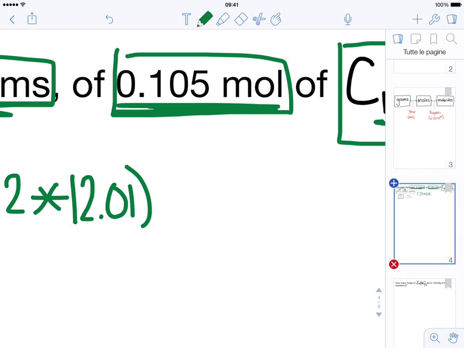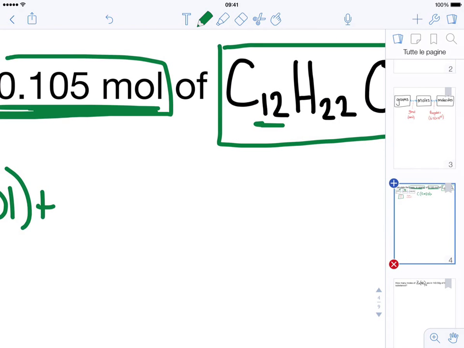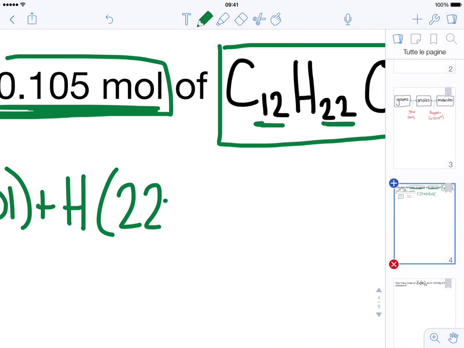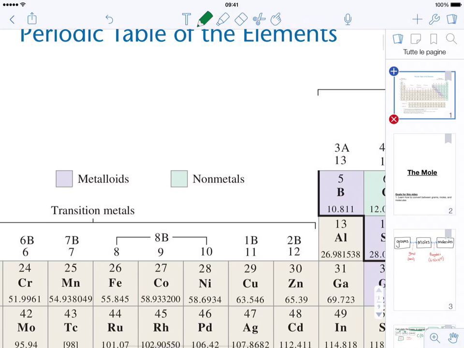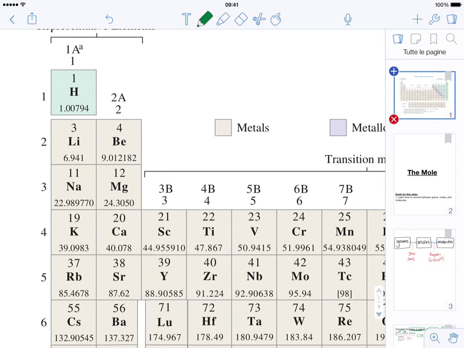Now we're going to add that to the next element in this compound, which is hydrogen. How many hydrogens do we have? We have 22 hydrogens, and we're going to multiply that by the atomic mass of hydrogen, which if you look at the periodic table, right here is 1.01.